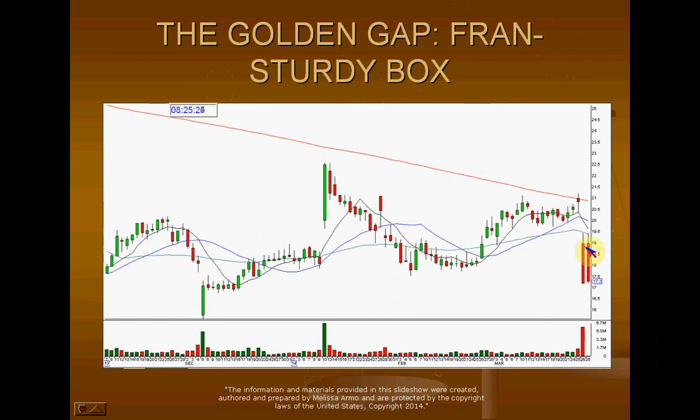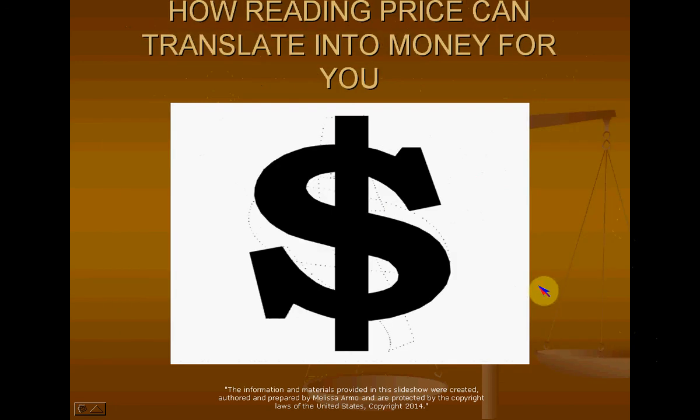Get used to taking trades all the time with conviction. And that's how you gain confidence in yourself to trade the market. That's how you get the conviction. That's how you gain confidence in yourself. That's how you're able to risk your hard-earned money to do this, okay? Zero conviction, 100% conviction. That's the difference. So how can reading price translate into money for you?